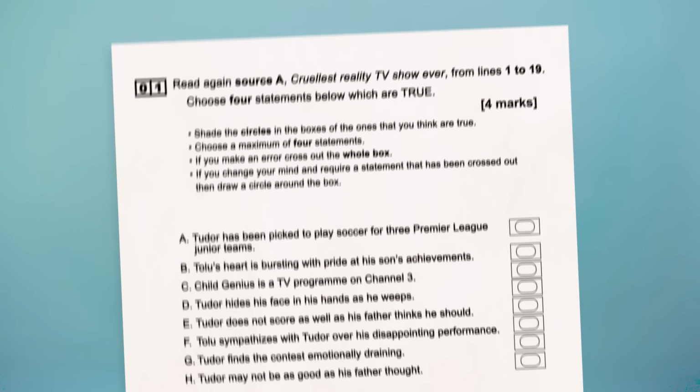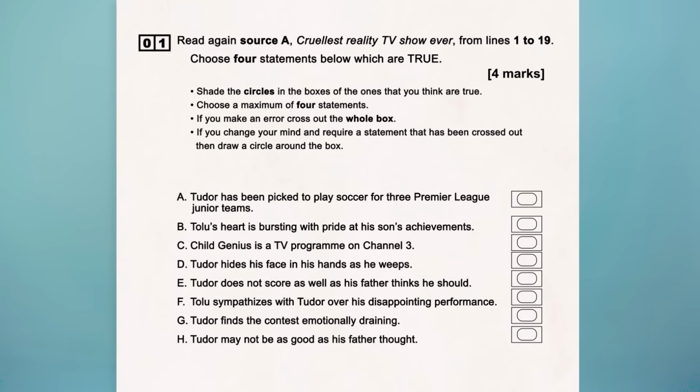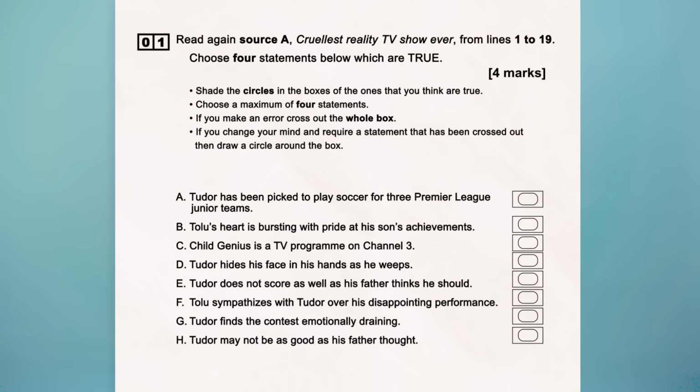The beauty of the language paper is that you always know what questions are going to come up. The questions never change. It's just the extracts that change. So, question 1 for paper 2 will always be, choose 4 statements below which are true. So it's a 4-mark question, which means we have a maximum of 5 minutes to answer. For this paper in particular, the exact question is, read again source A, cruelest reality TV show ever, from lines 1 to 19. Choose 4 statements below which are true.